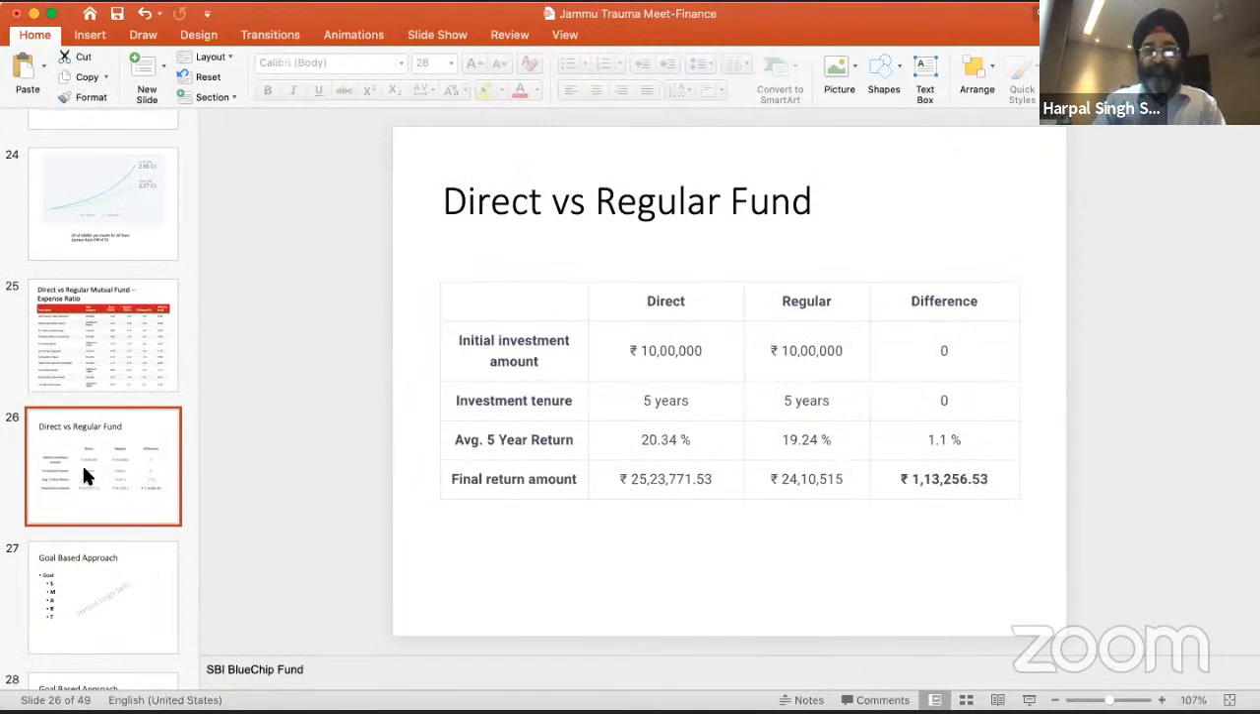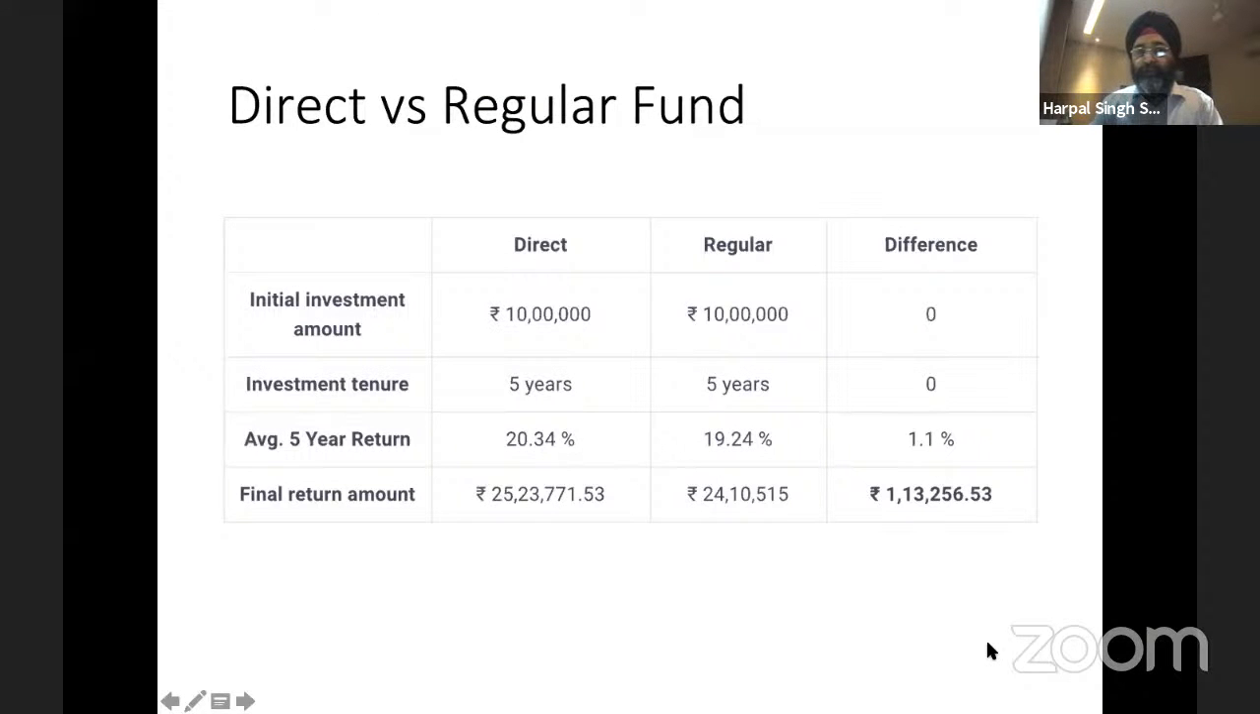Now, this is a real-time example of SBI Blue Chip Fund. 10,000 in direct, 10,000 in regular for 5 years. This is the return. This is as per actual at the SBI mutual fund website. A difference of 1.13 lakhs in 25 lakhs. Percentage आप खुद कैलकुलेट कर लो कितना डिफरेंस हो गया.